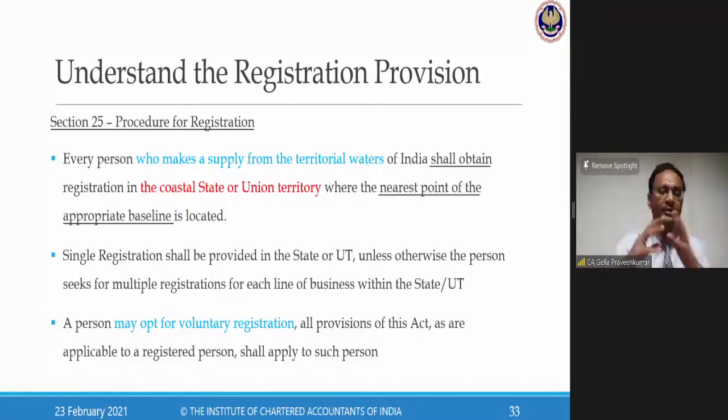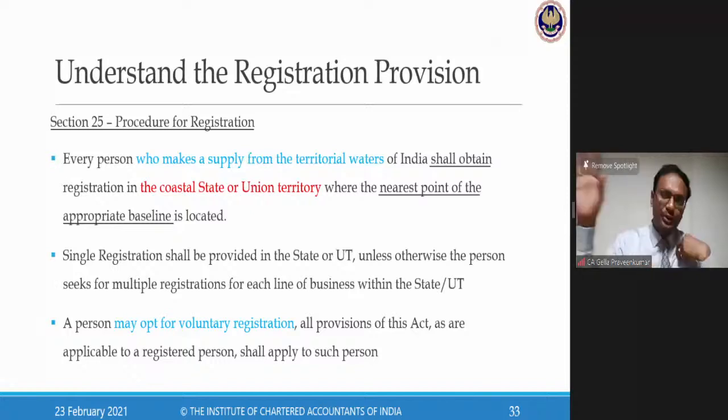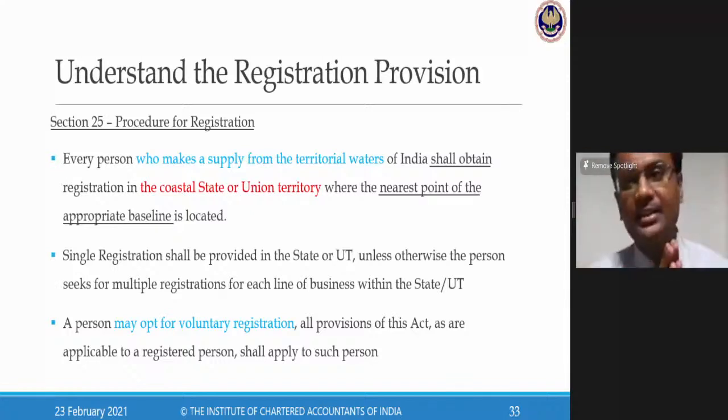Section 22, threshold limit of 20 lakhs. Section 24, compulsory, if any of those 12 conditions are met. Suppose I don't exceed the threshold limit, and I don't fit into any of those 12 clauses under section 24. So can I go for voluntary registration?